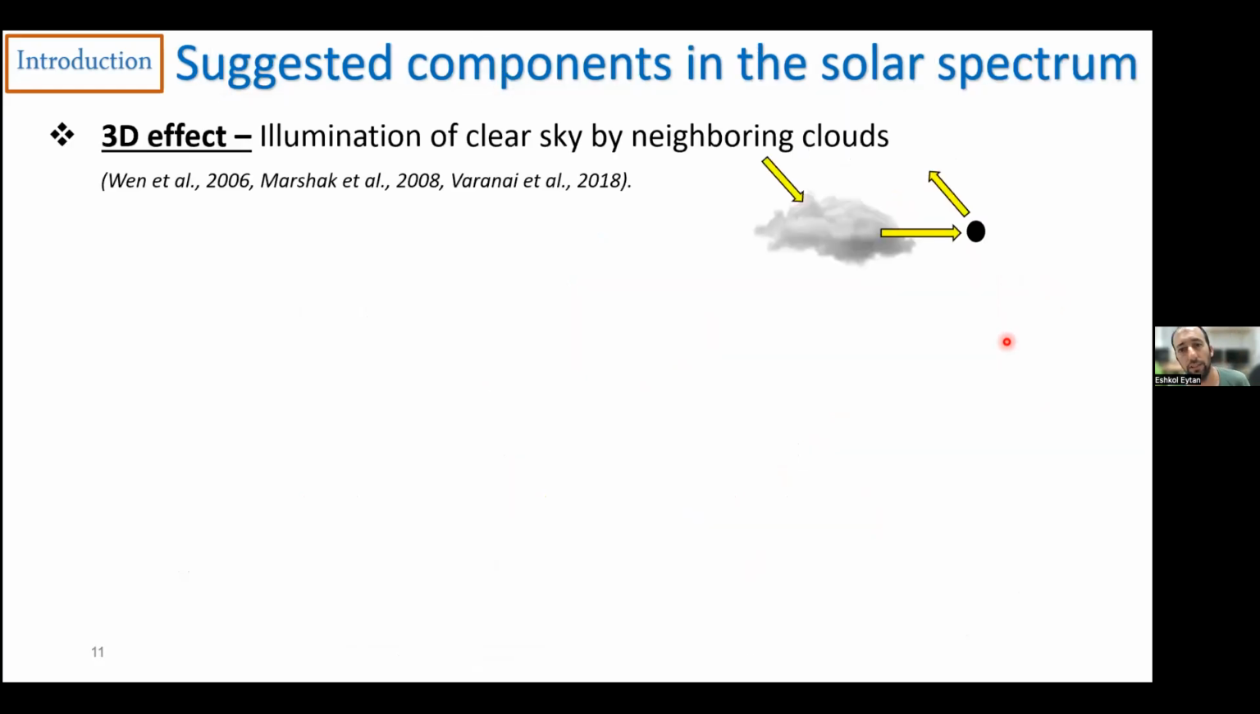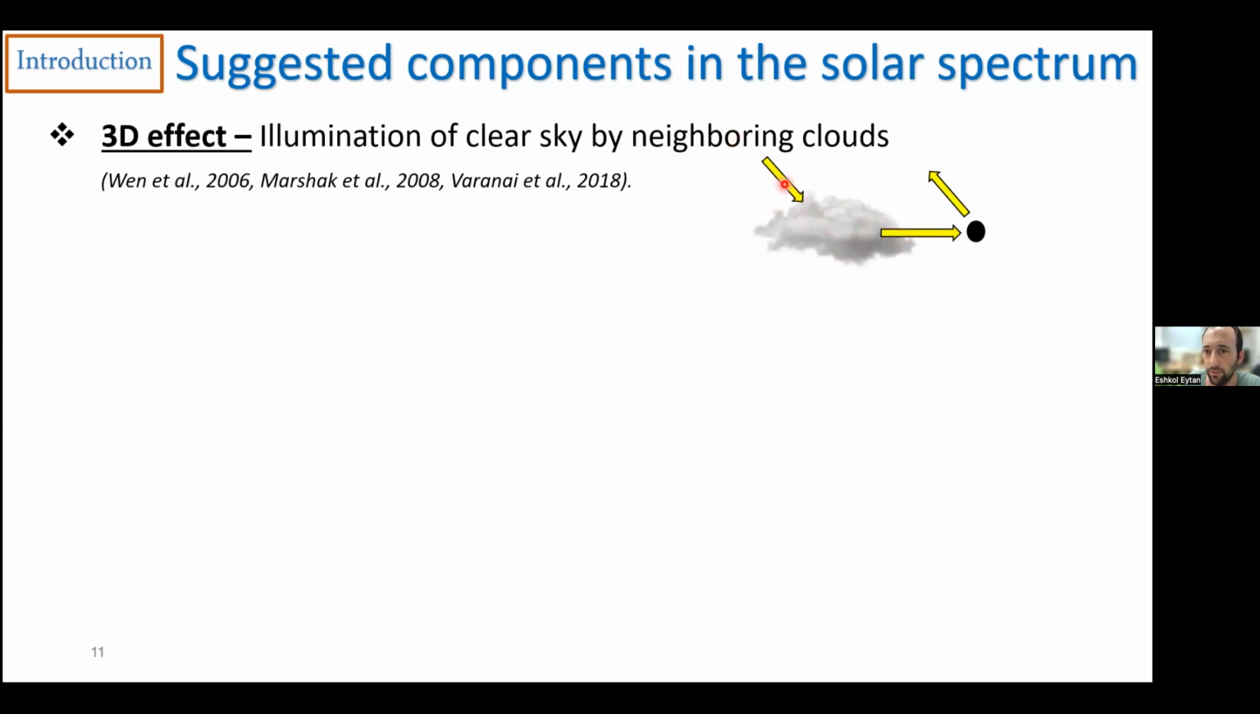Over the years, this phenomenon has been given all kinds of names: the cloud twilight zone, the albedo continuum, or the cloud transition zone from clouds to aerosols. And it was studied over the years only in the shortwave radiation. A few mechanisms were suggested in order to explain this phenomenon. One of them is the 3D effect, which treats illumination of clear sky by neighboring clouds. Since clouds are multiple scatterers, they can eject many photons from their sides.